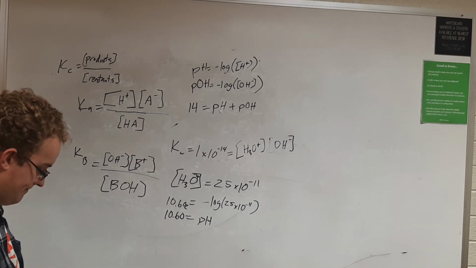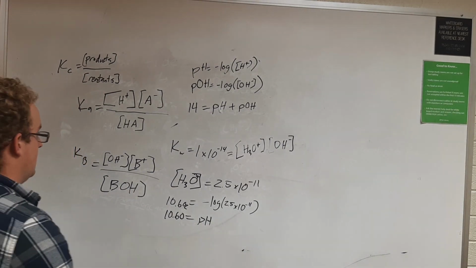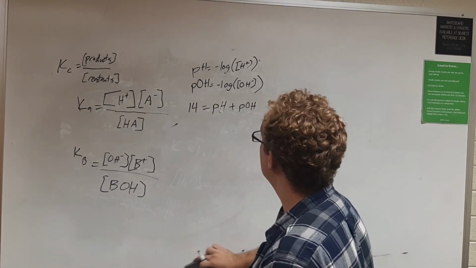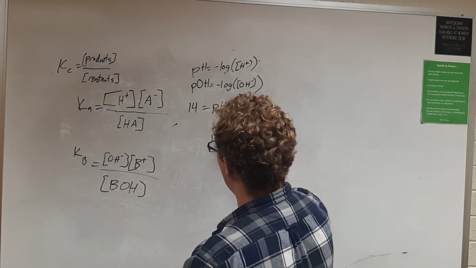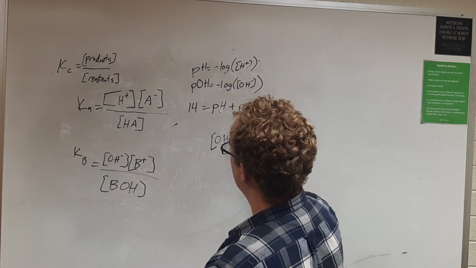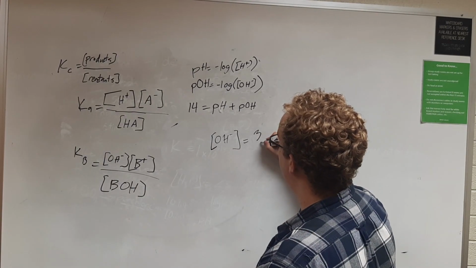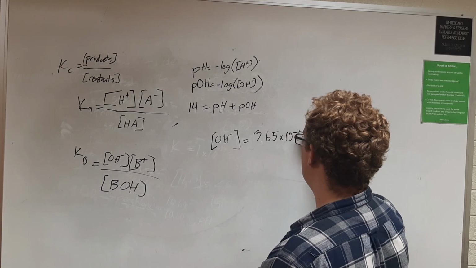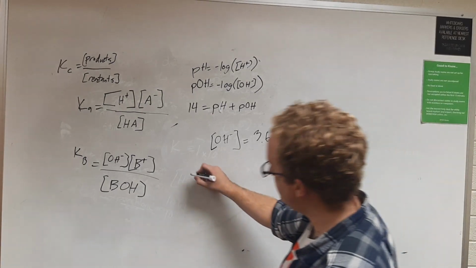So let's do an example problem. Let's say that your hydroxide concentration was maybe 3.65 times 10 to the third. And your question is asking, what's the pH here?